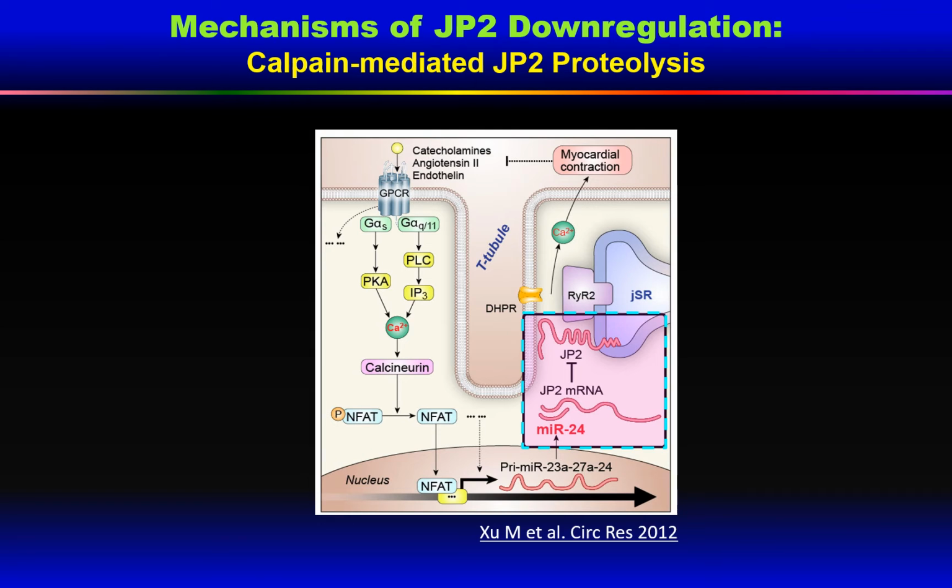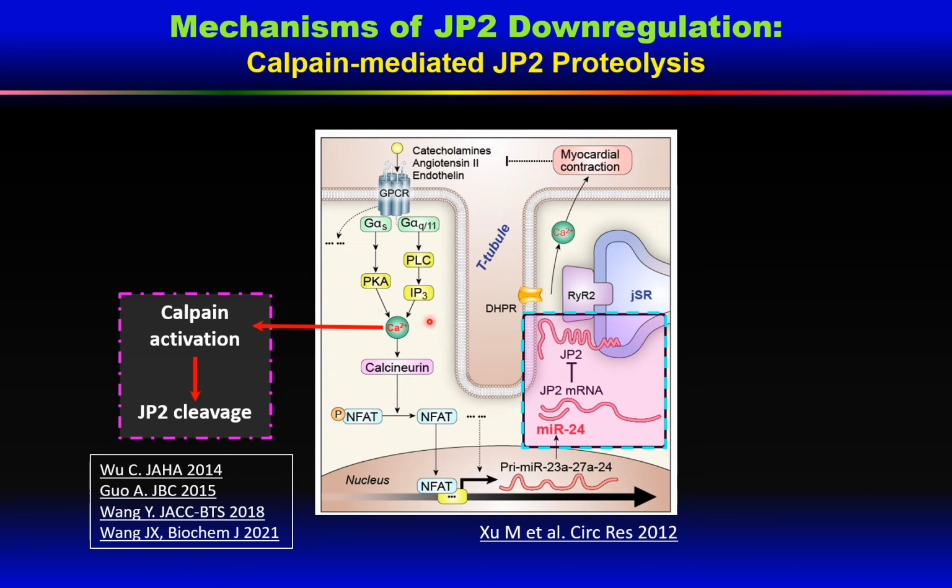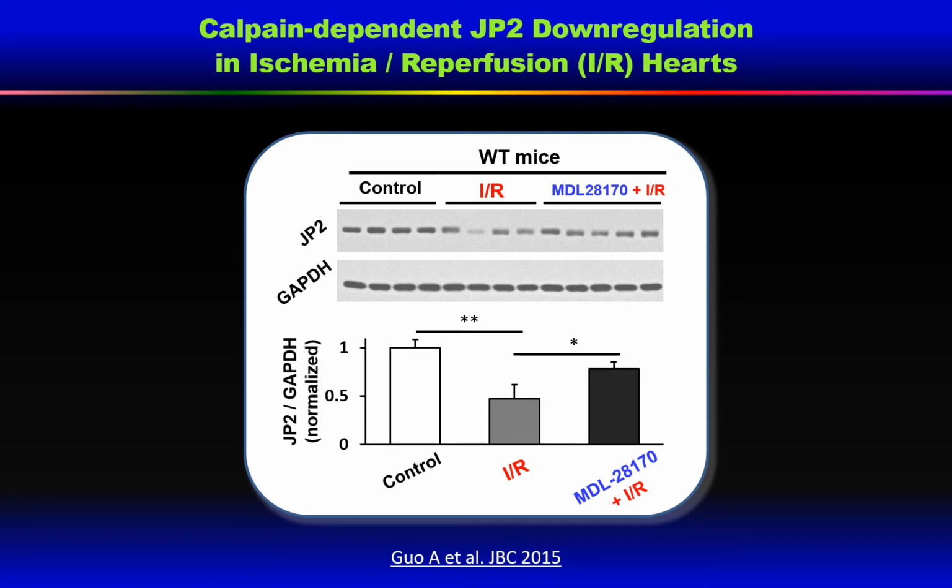In the course of searching for the mechanism of Junctophilin-2 downregulation, we found, in addition to the post-transcriptional mechanism discovered by Dr. Shiqiang Wang's group, there is also a post-translational mechanism critically involved in Junctophilin-2 downregulation. During heart disease, stress-induced elevation of intracellular calcium leads to activation of calpain, resulting in calpain-dependent Junctophilin-2 proteolysis and therefore degradation of Junctophilin-2. Here is a simple example supporting the involvement of calpain in Junctophilin-2 degradation.